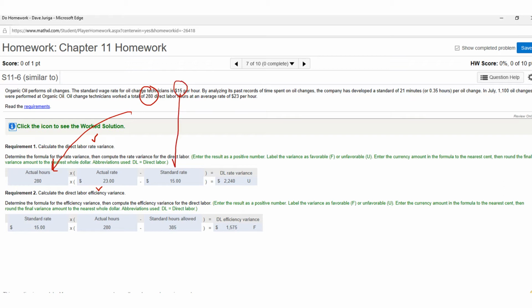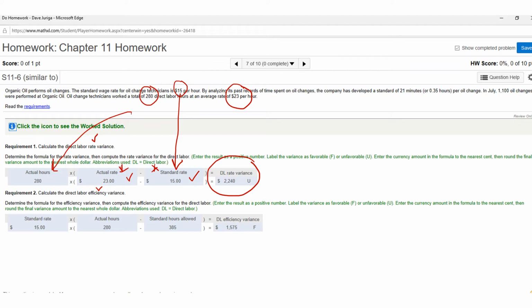They gave you that. The actual rate, it looks like they also gave you right here, they actually ended up paying $23 based on 280 hours. So the actual rate is 23. The standard rate's 15. That's $8 difference. 8 times the actual hours, that's going to be an unfavorable rate variance of 2,240. Unfavorable because you actually spent more than the standard. You spent more than the budget. That's not what you'd hope for. So that's why that's unfavorable.